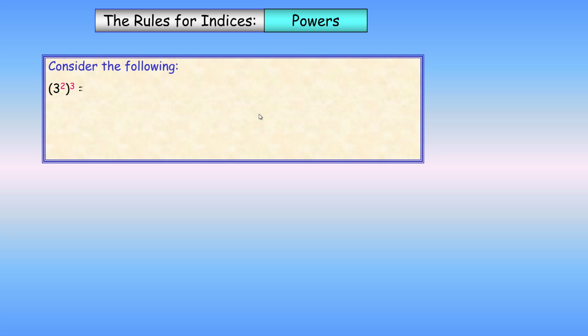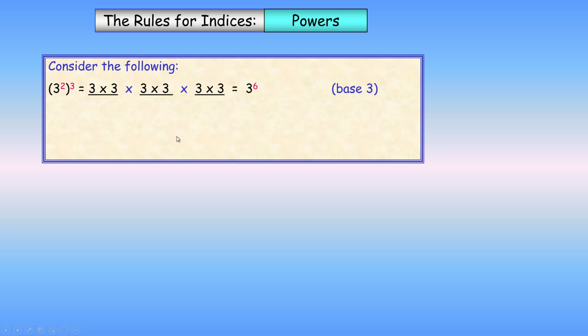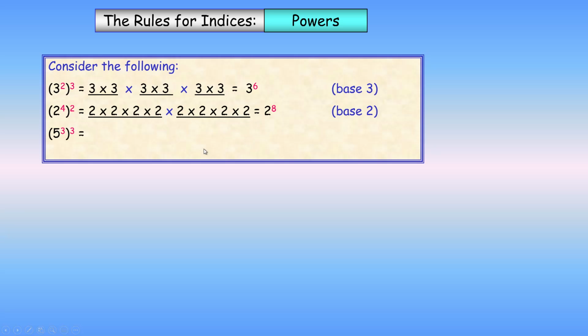Let's have a look at what happens when we have 2. So we've got 2 to the power of 4 squared. So it's 2 to the power of 4, 2 times. 1, 2, 3, 4. 1, 2, 3, 4. And 4 add 4 is 8, or 4 times 2 gives me 8. Okay? 2 times 3 gives me 6. So the power law means we can multiply the indices.